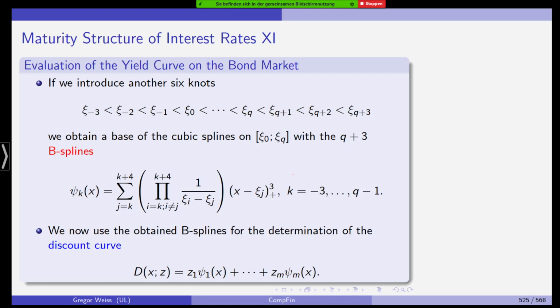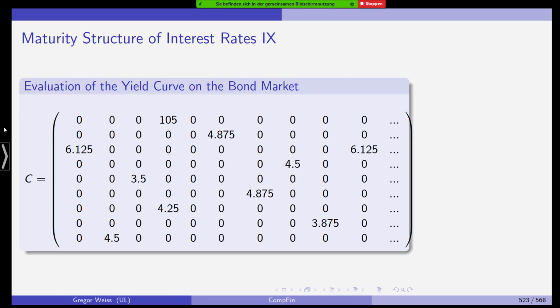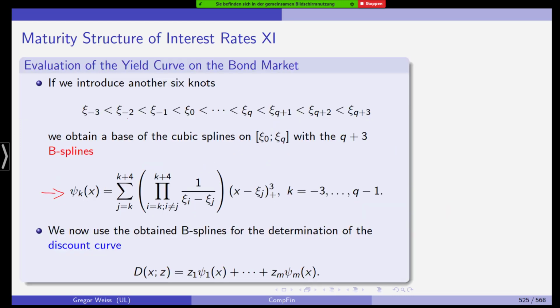So we have q plus 3 B-splines. These are given by this equation here. We need to memorize this. And we will now use the B-splines as a basis to write down the cubic spline, which is used to approximate the function d, which is the function that gives us any discount factor for all these nodes, for all these dates, and possibly also in between. So this is what we are calculating.